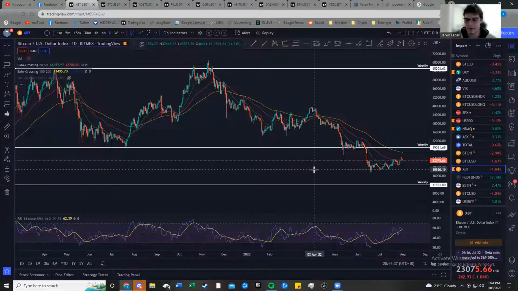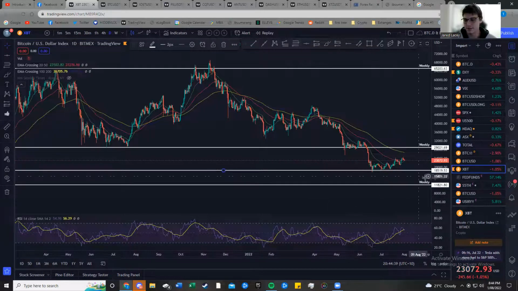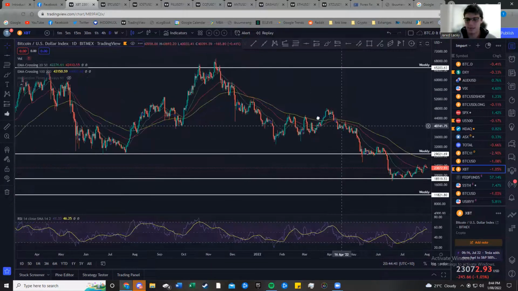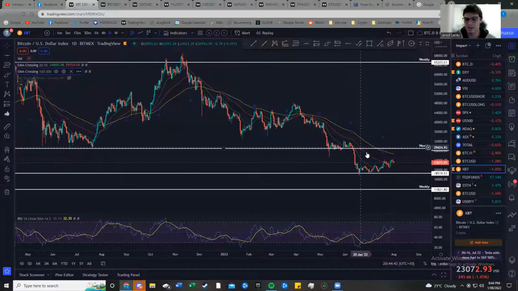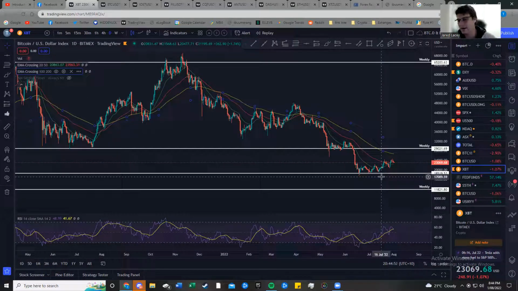So at the moment, we have a daily level here, which we've tested a couple of times. And our next level that we're going to touch is this weekly here. There's not really anything until we get to this level, which is around 30K. But that's not saying it's going to go from where we are now to 29K. That's not how it works.